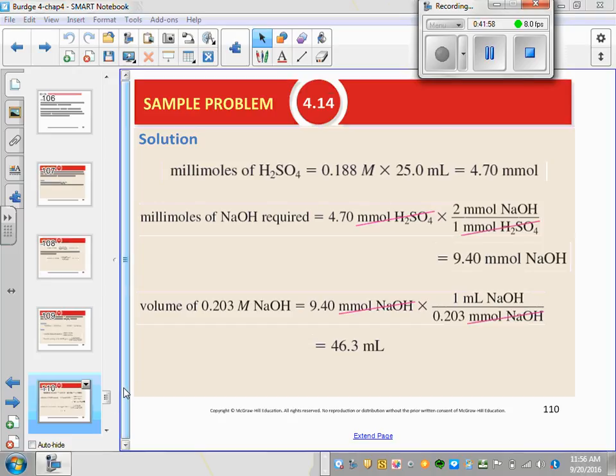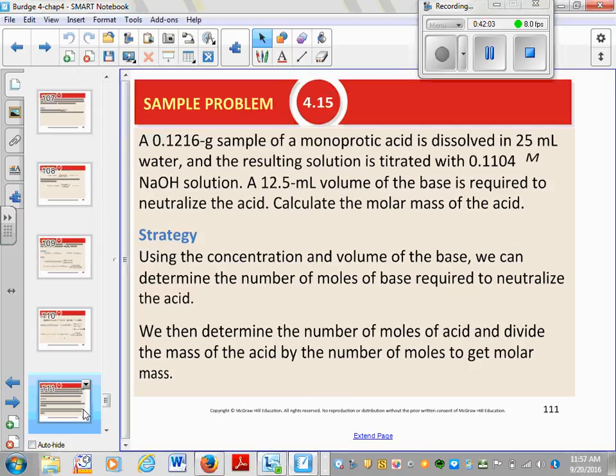So here's another problem. 0.1216 gram of a monoprotic acid is dissolved in 25 mils of water. Then the resulting solution is titrated with 0.1104 molar NaOH solution. You need 12.5 milliliters of the base required to neutralize the acid. What is the molar mass of the acid? So we want to know what the molar mass of the acid is.